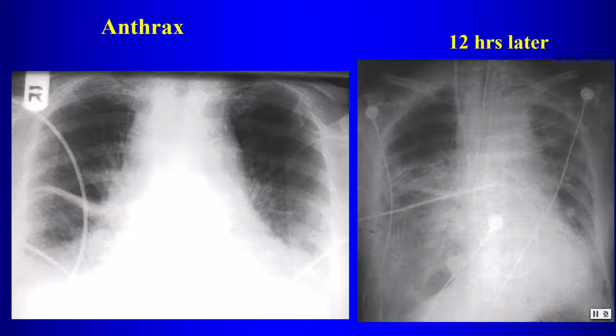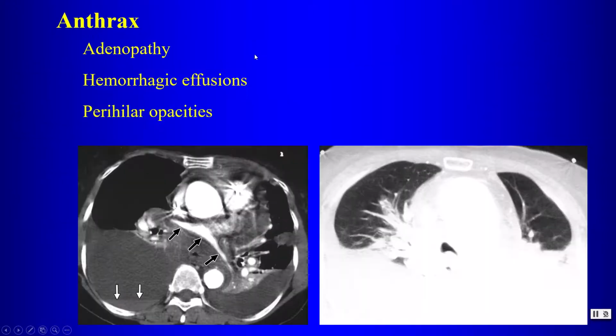It can be rapidly progressive, so you see here some mediastinal widening, and then we have consolidations here that progress pretty rapidly. So pleural effusions, which may be hemorrhagic, you see the hemorrhagic fluid level here, the mediastinal lymphadenopathy producing mass effect here on the posterior wall of the left atrium and the pulmonary veins.